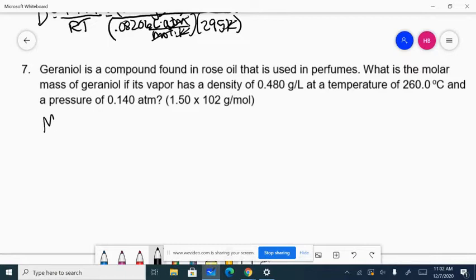So what is the molar mass? If it has a density of 0.480, temperature of 260 degrees Celsius. I'm going to change that to Kelvin right away.